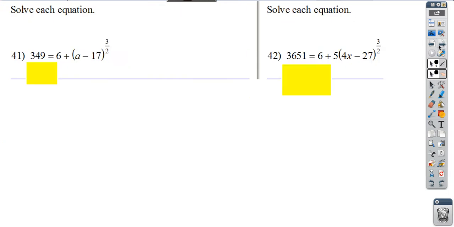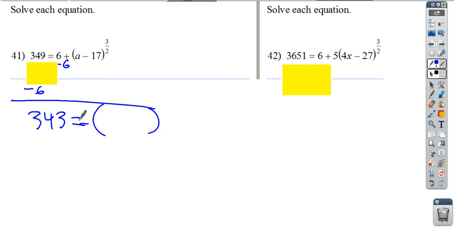Okay, the last problems here are called rational exponents. That's where you're raising to fraction exponents, like you can see right there. So we can't get at this until we clear away everything outside of it. So let's subtract the 6, so we get 343 equals this whole thing right here to the 3 halves.